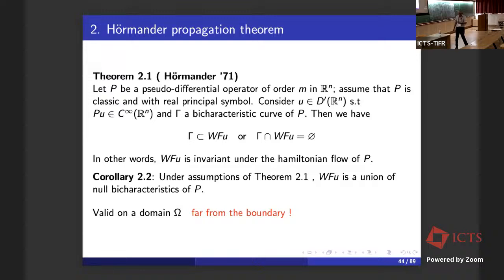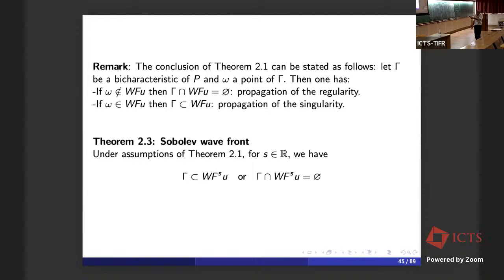Voilà. Sobolev wavefront. If a point is not in the wavefront, all the bicharacteristic is good: propagation of regularity. If a point is in the wavefront of U, all the bicharacteristic issued from it is in the wavefront: propagation of the bad news of the singularity. You are in the wavefront, you are not a good point.